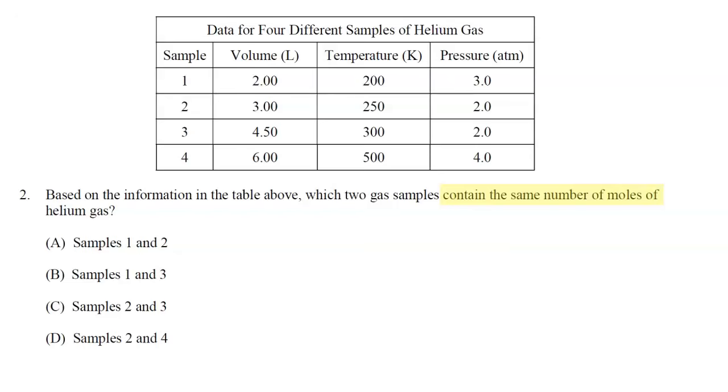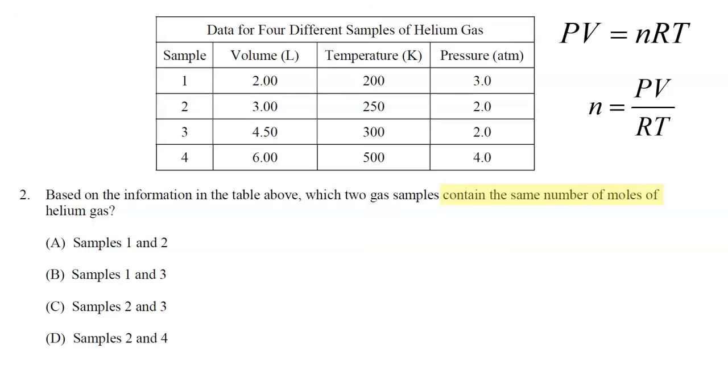But in question number 2, I don't actually need to calculate the number of moles. I just need to set up an expression using the ideal gas law, so PV equals nRT. I'm going to calculate the number of moles by solving for n in that equation, so n equals PV over RT. So as long as I can find 2 of the samples in this table that have the same mathematical expression for PV over RT, that will be my correct answer to question 2.